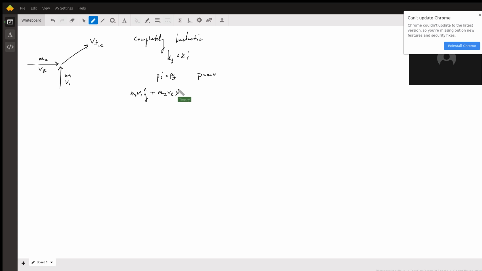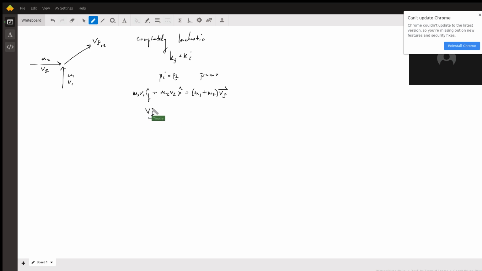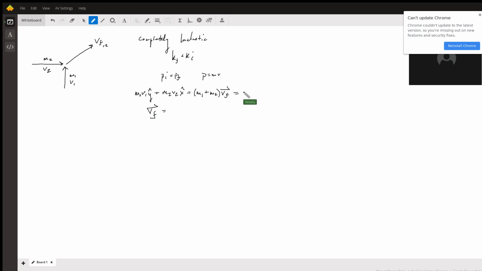in the east direction, which is x hat, and that is going to equal some final momentum where both of the masses are combined. So we can just say m1 plus m2 because they're stuck together, going some vector v final. Okay, well, V final must therefore be, and we can just call this big M V final. So this must be going some big M, 1 over big M times M1 V1 y hat plus M2 V2 x hat.